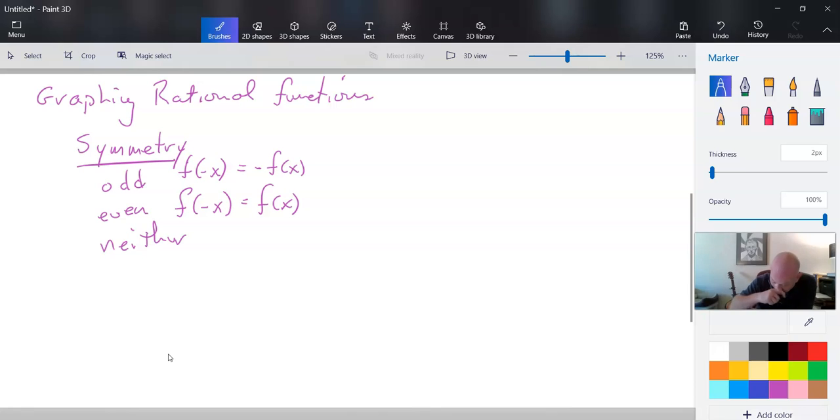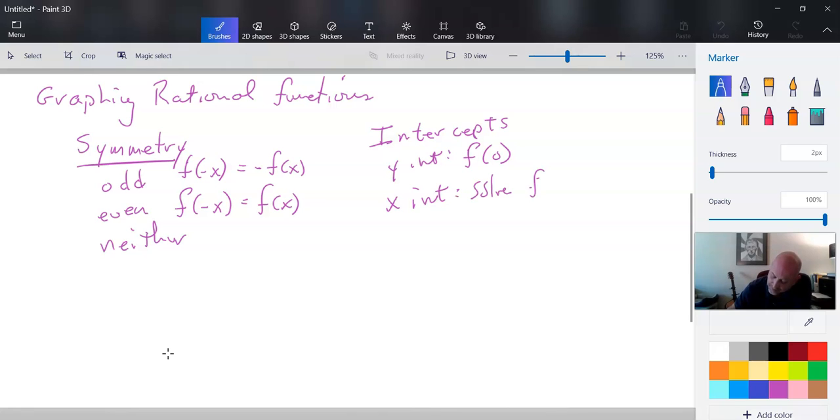Now, the things that are going to be important to us to graph: intercepts, right? X and Y. For a y-intercept, you just plug in 0 for x, right? It's the same thing you do for lines. It was the same thing we did for quadratics and polynomials. It's the same thing for all functions. If you plug in 0 for x, you are finding a y-intercept. X-intercepts, basically you're going to want to solve f of x equals 0. So you're going to solve it for x.